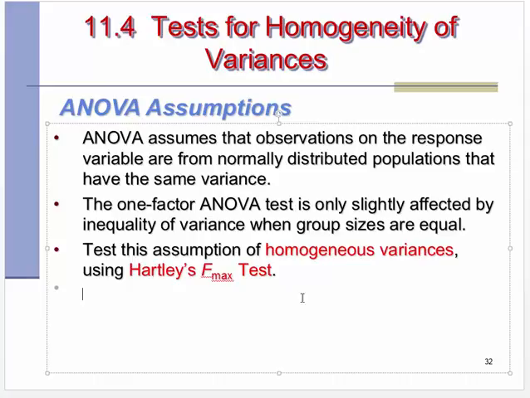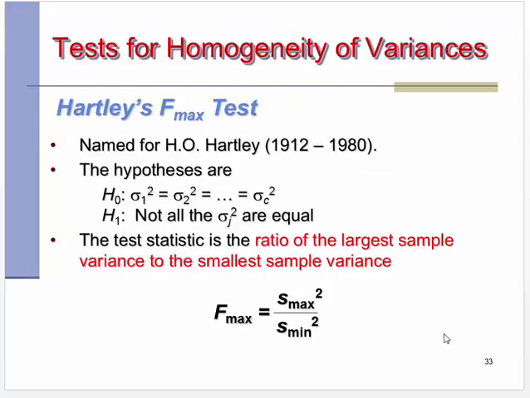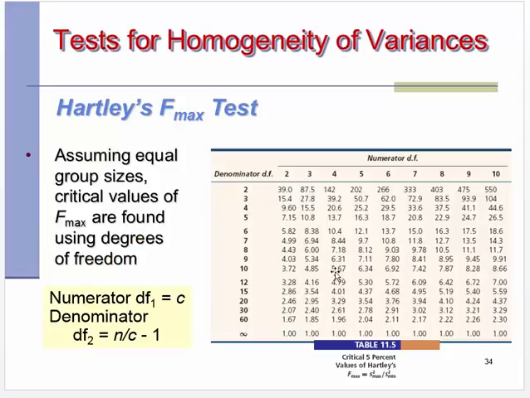Hartley's Fmax test is named after H.O. Hartley, from 1912 to 1980. This is the hypothesis that the variances are equal, versus not all sigmas are equal. The test statistic is the ratio of the largest sample variance to the smallest sample variance, the standard deviation squared, that's variance. Hartley's F-test has a numerator degree of freedom and a denominator degree of freedom, and this shows the critical value at 5%.